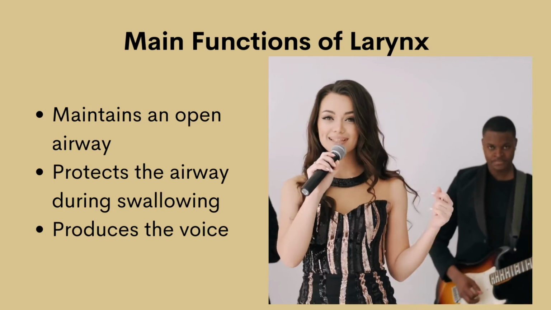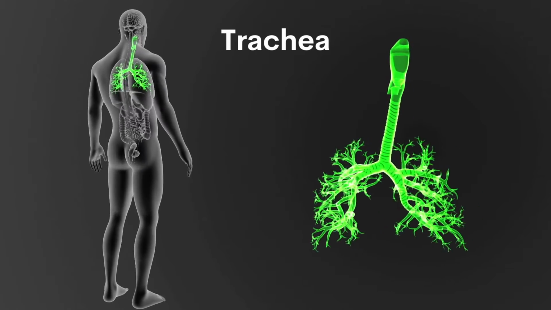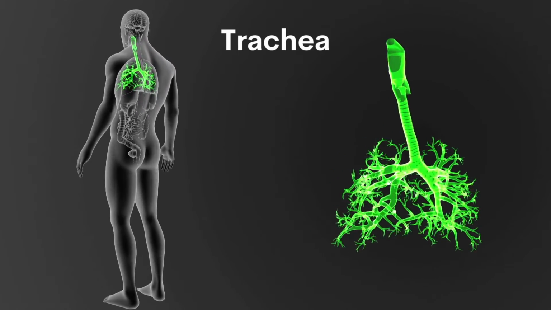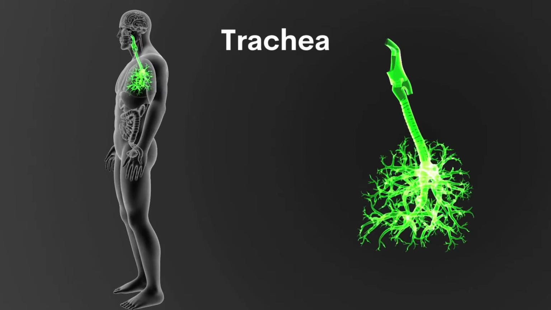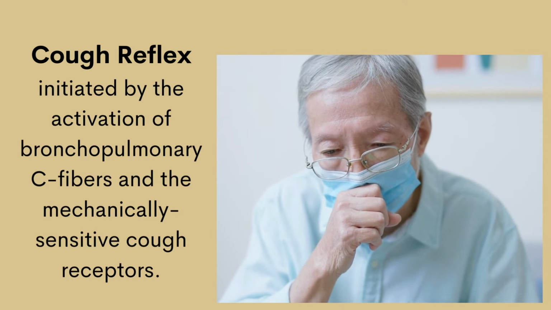How the trachea, or windpipe, works. The main airway to the lungs, it divides into the right and left bronchi at the level of the fifth thoracic vertebra, channeling air to the right or left lung. The cough reflex parts.